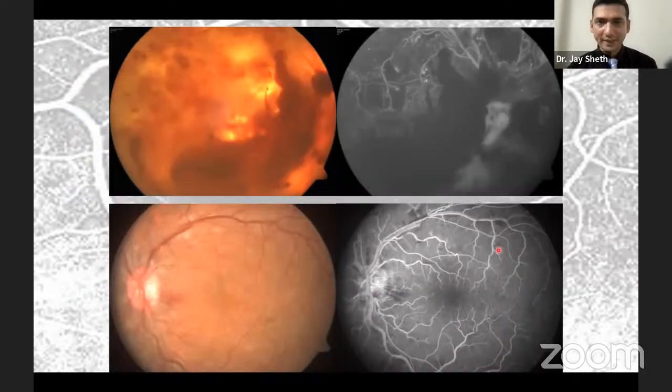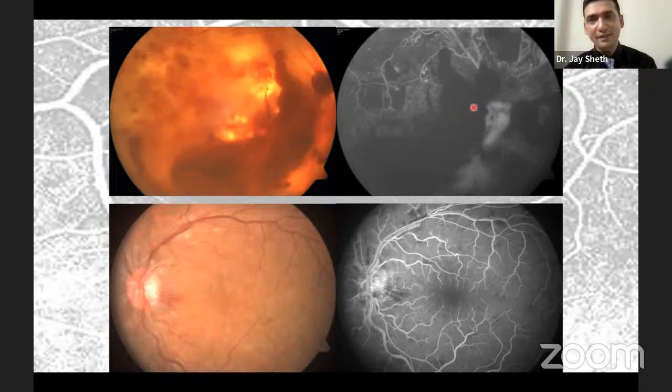Now, this is a very interesting couple of cases that I have to share. So this is a patient of proliferative diabetic retinopathy. And when we see the fundus photo of the patient, there is presence of this dense pre-retinal hemorrhage in this location. And along with that, there are certain other retinal hemorrhages also. So when we see the fluorescein angiography of this patient, there's a large area of hypofluorescence that is there.